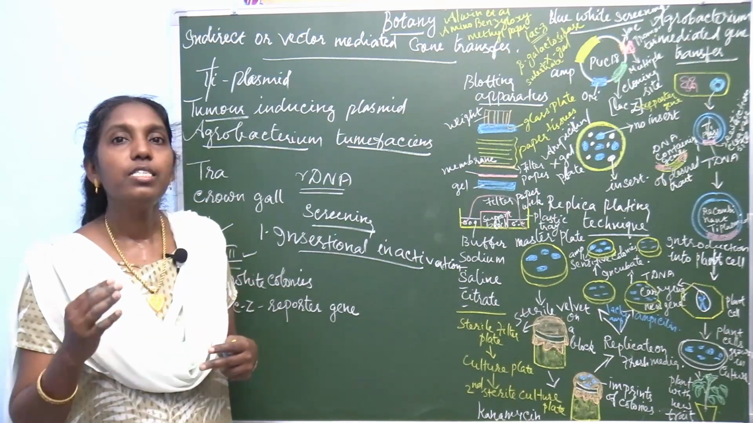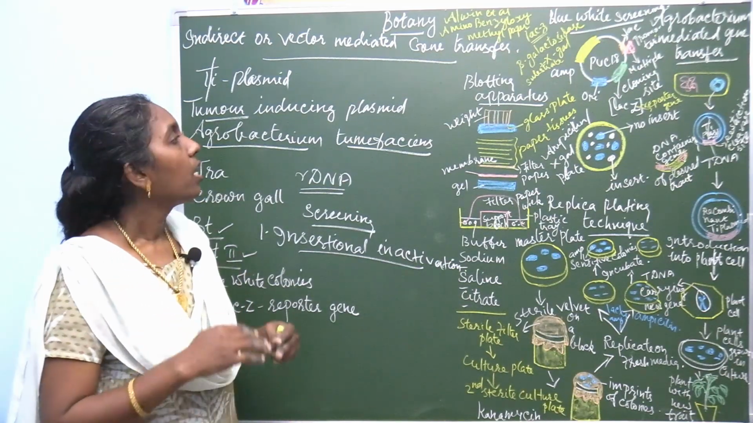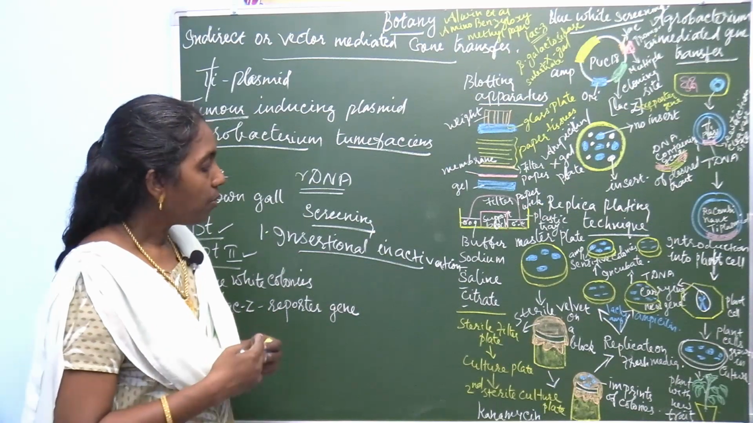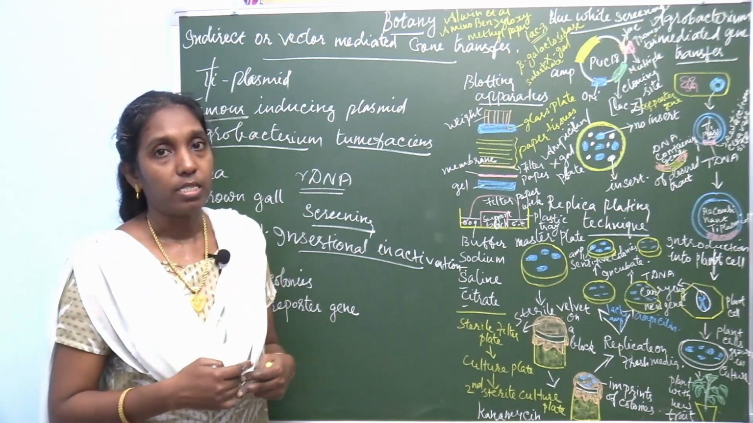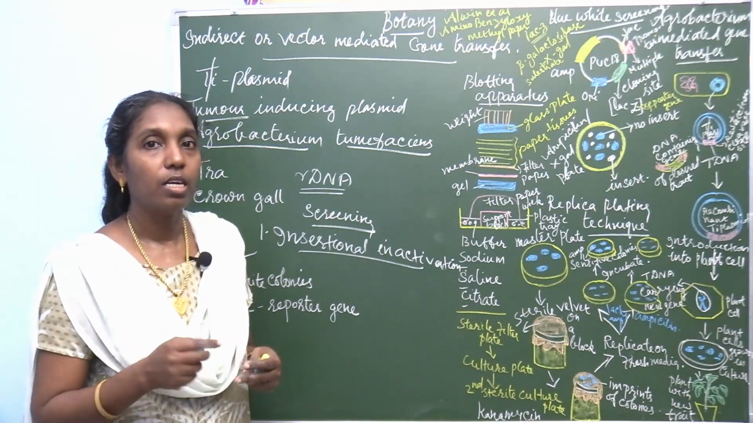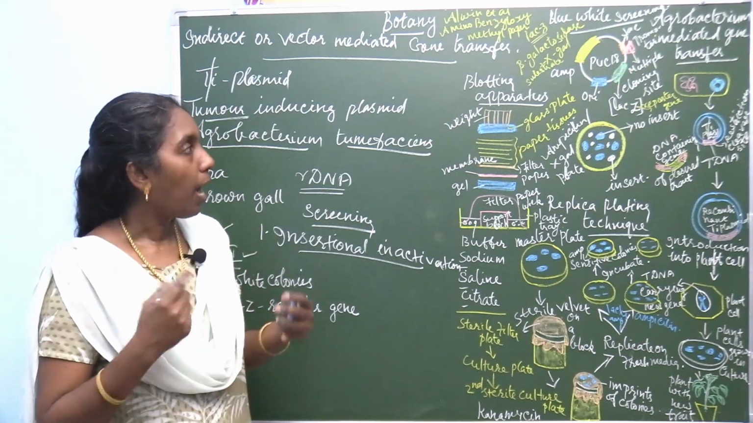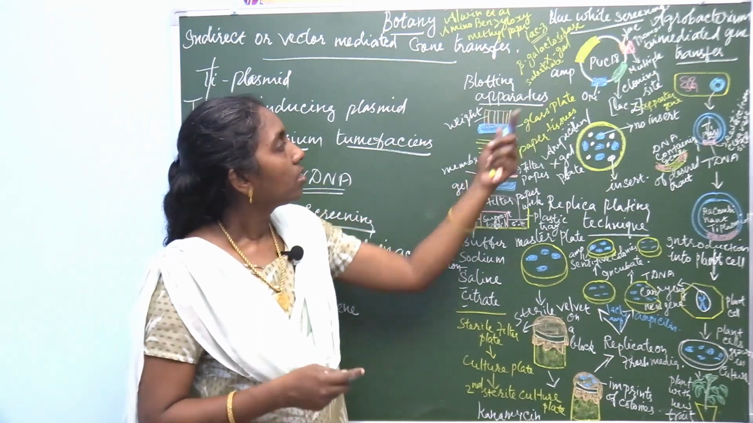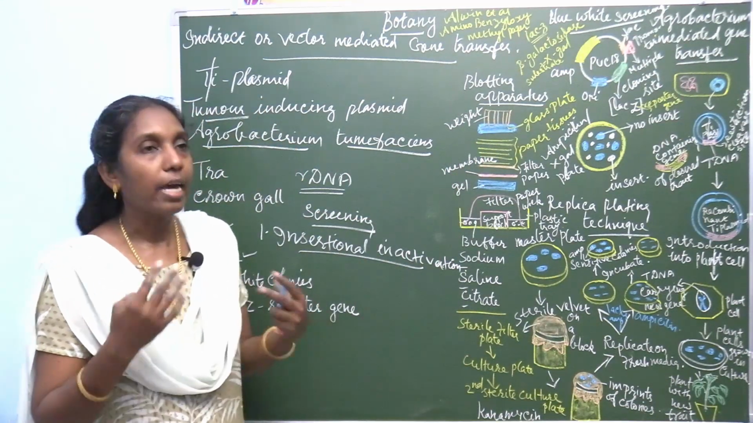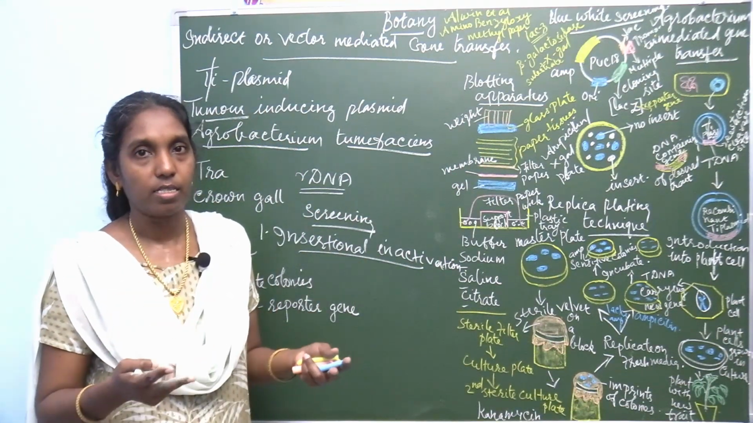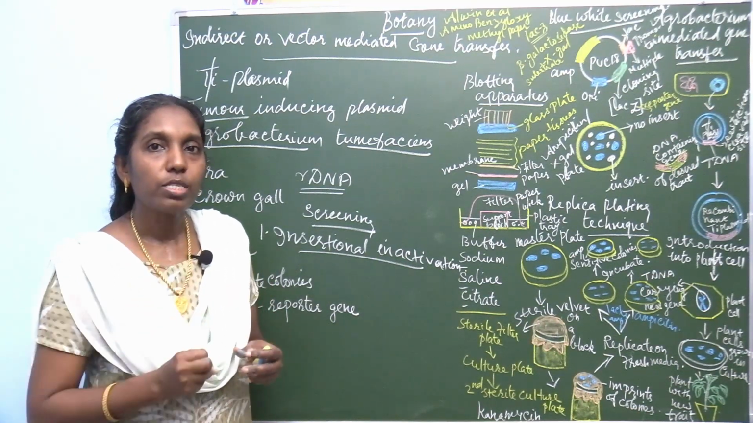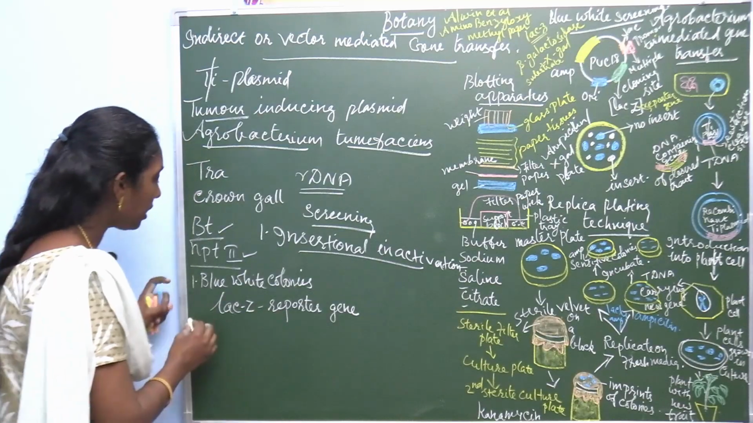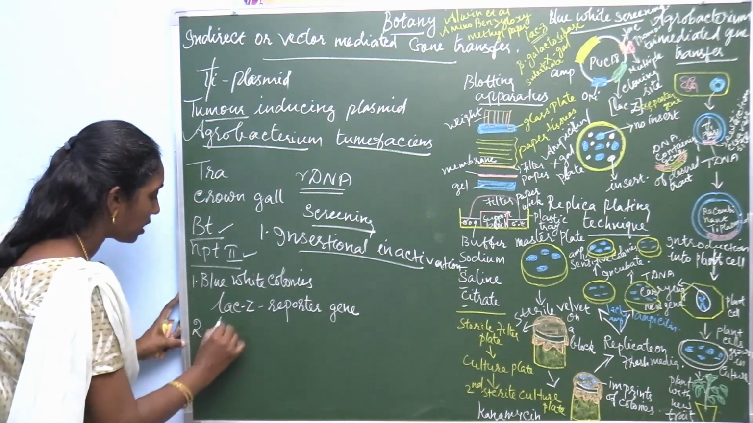The second one is antibiotic resistance. There are a number of antibiotics that can be used, such as ampicillin and tetracycline. So there are different types of antibiotic resistance, and this antibiotic resistance is used as a selectable marker. So the second type is antibiotic resistance.